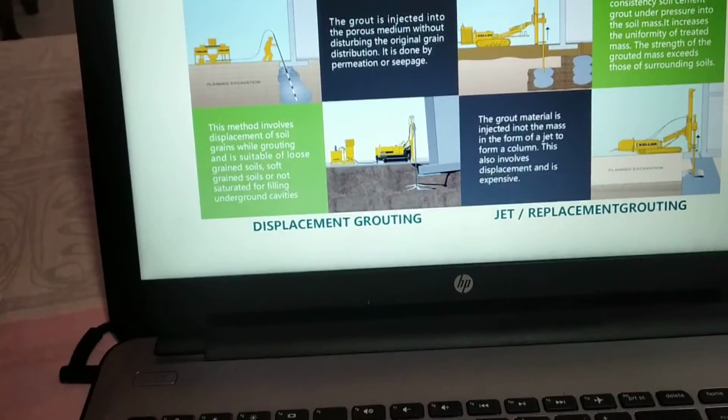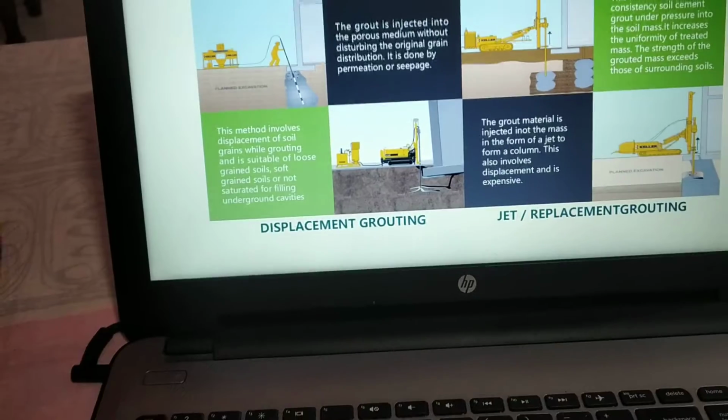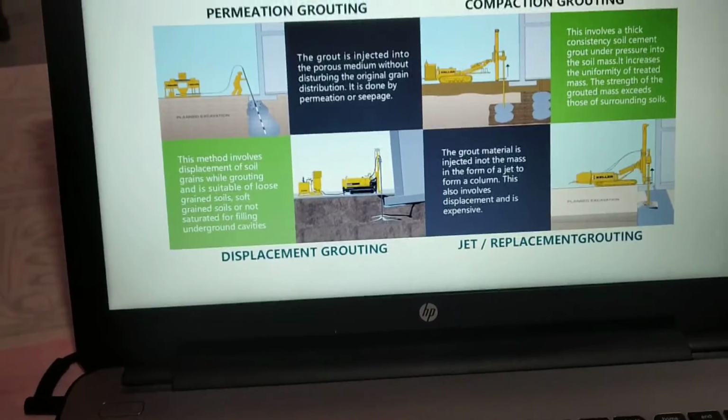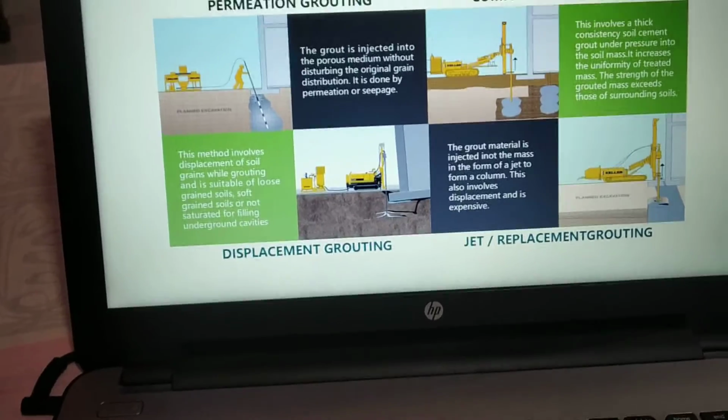Whereas in the case of jet or replacement grouting, the grout material is generally injected into the mass in the form of a jet column or a columnar structure, and the displacement is huge as compared to permeation grouting, and at the same time it is expensive.